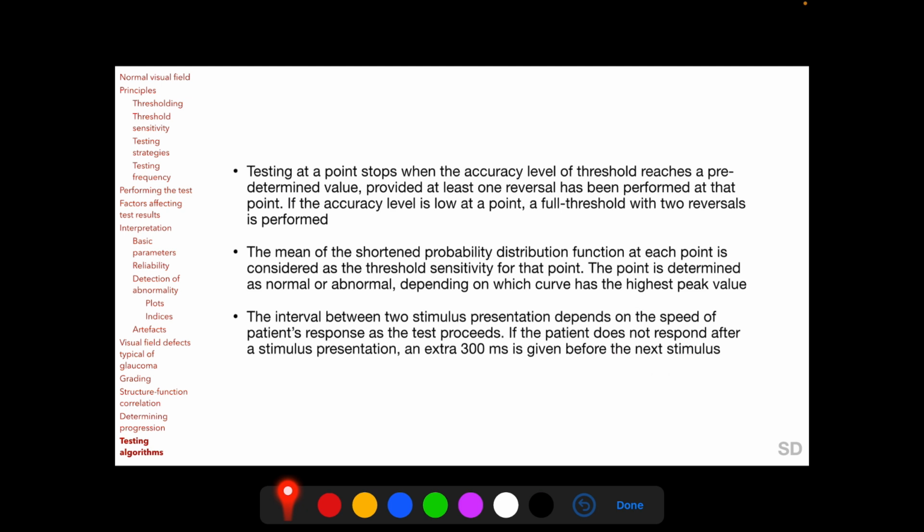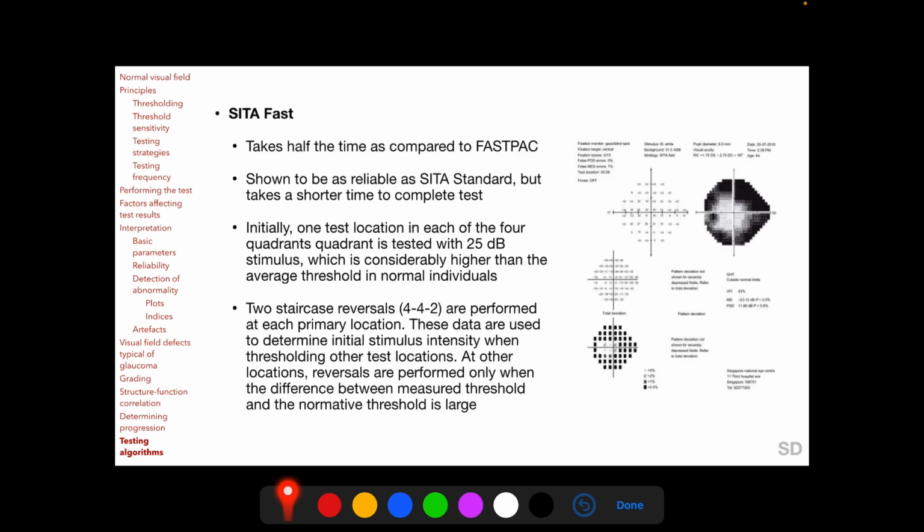SITA Standard became available in the late 90s, and 2 years later, SITA Fast was also made available. SITA Fast takes half the time to complete the test as compared to Fastpac, and SITA Fast was shown to be as reliable as SITA Standard but takes a shorter time to complete the test. Here again, initially one test location in each of the four quadrants, called the primary test locations, is tested with a 25 decibel stimulus, and two staircase reversals are performed at each of these primary locations.